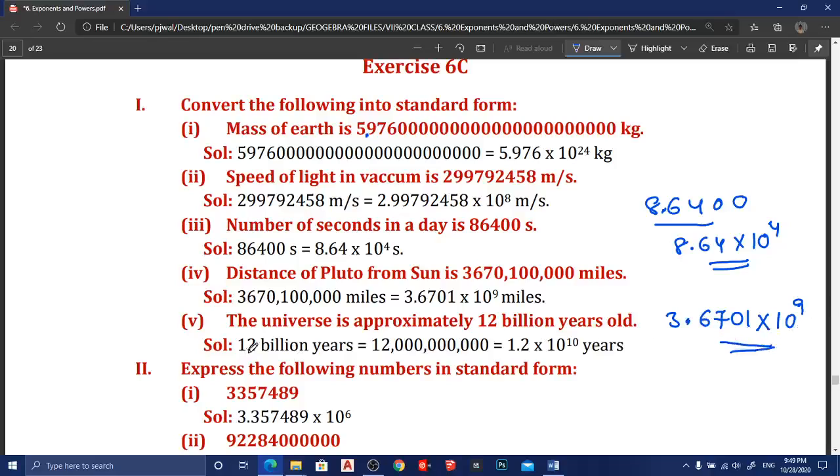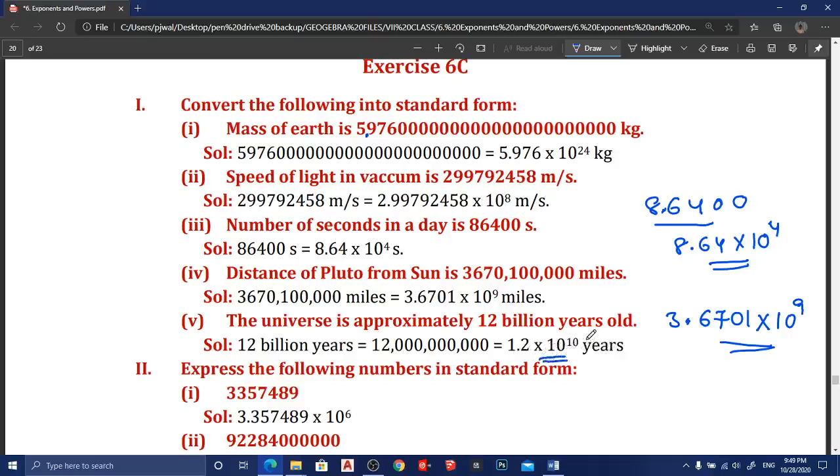Okay, next, 12 billion years. Billion means 9 zeros will be there here. So now after putting the point here, 1.2 into here, 10 digits are there. So 10 to the power of 10. 1.2 into 10 to the power of 10 years. So this is 12 billion years.